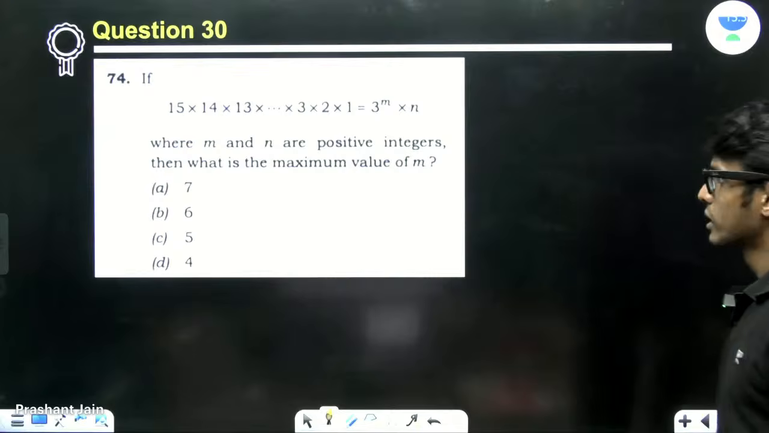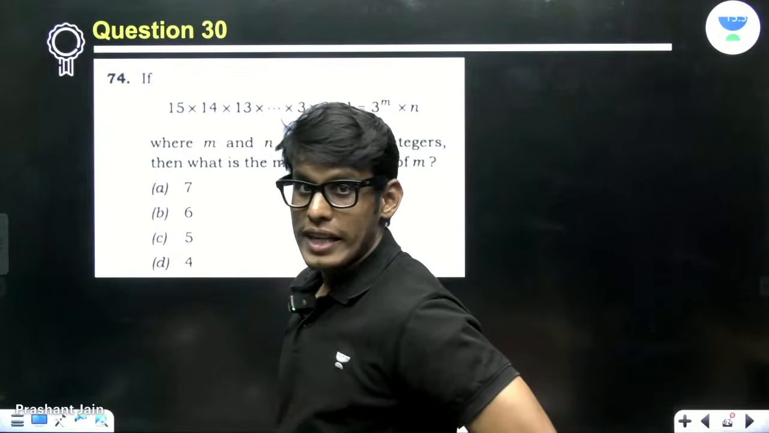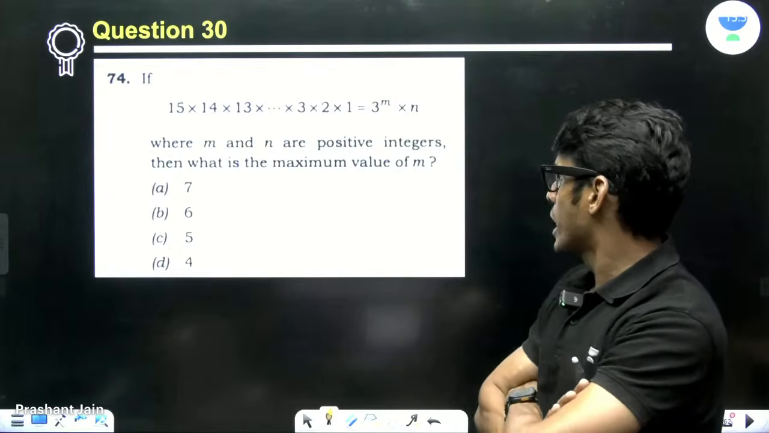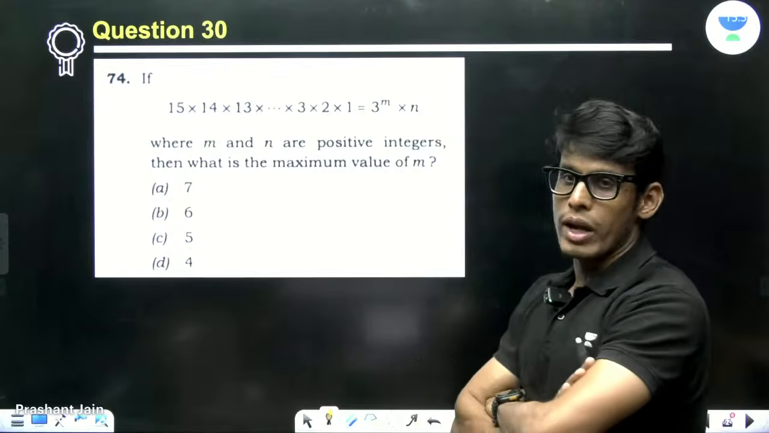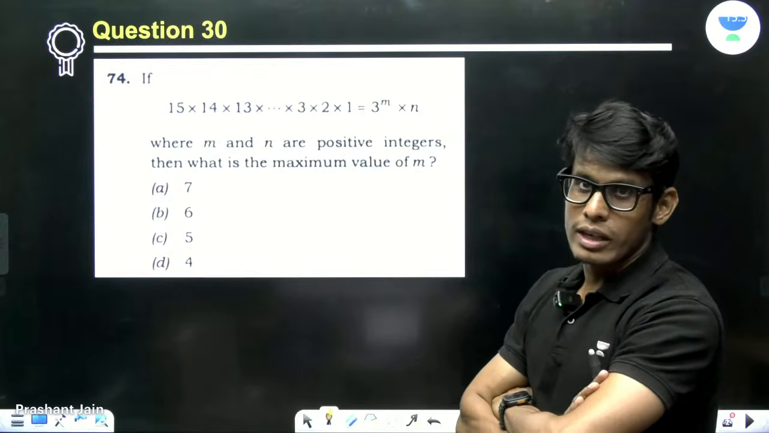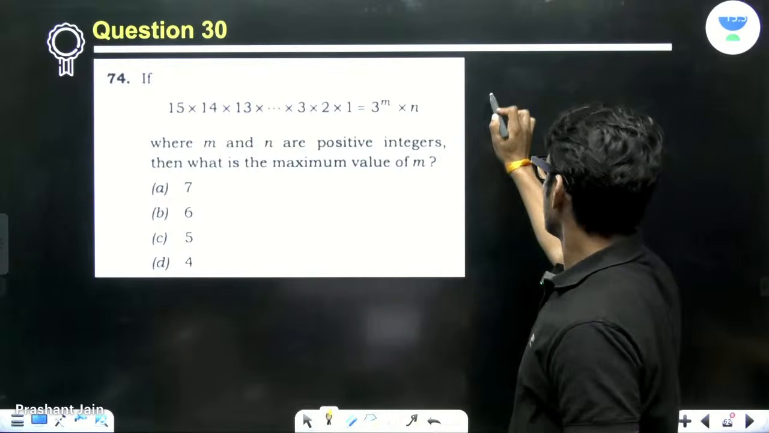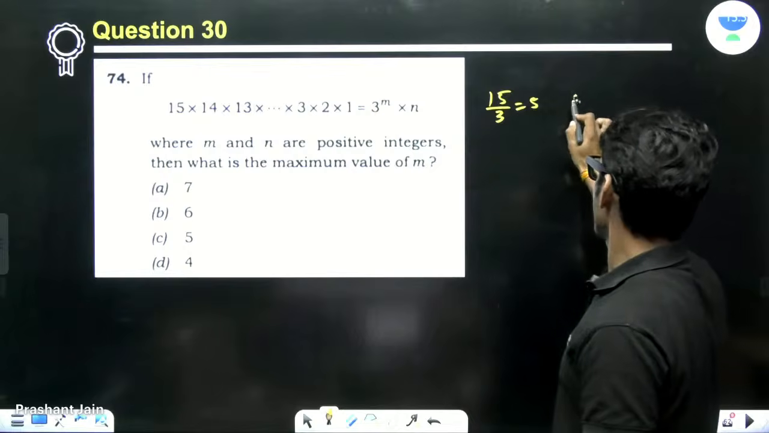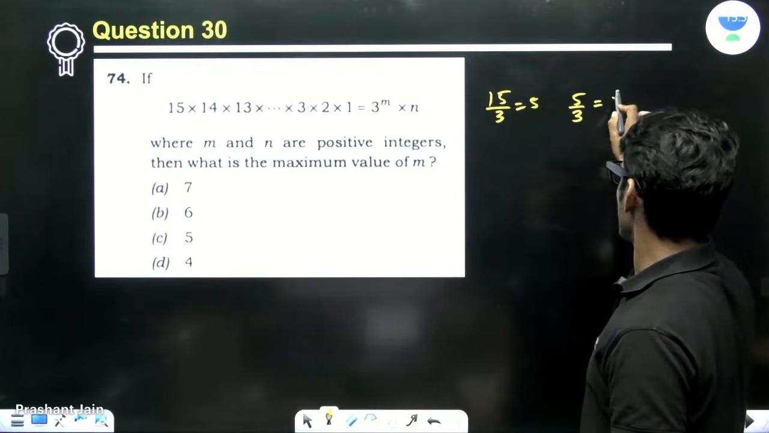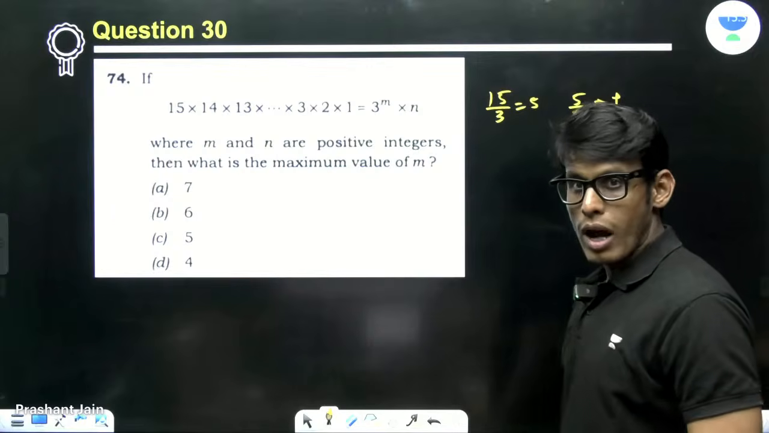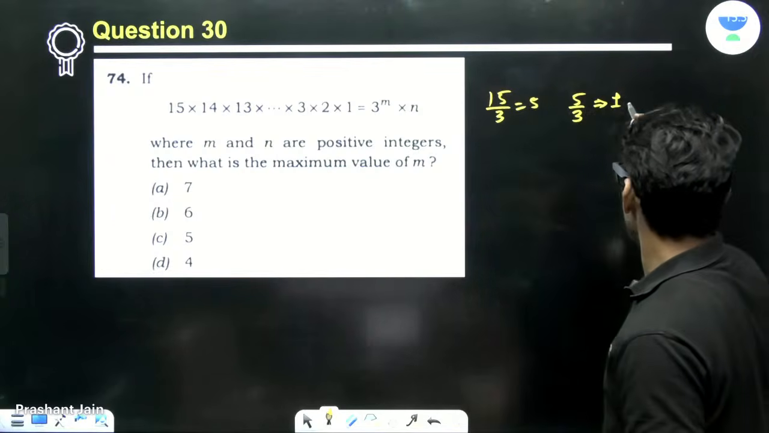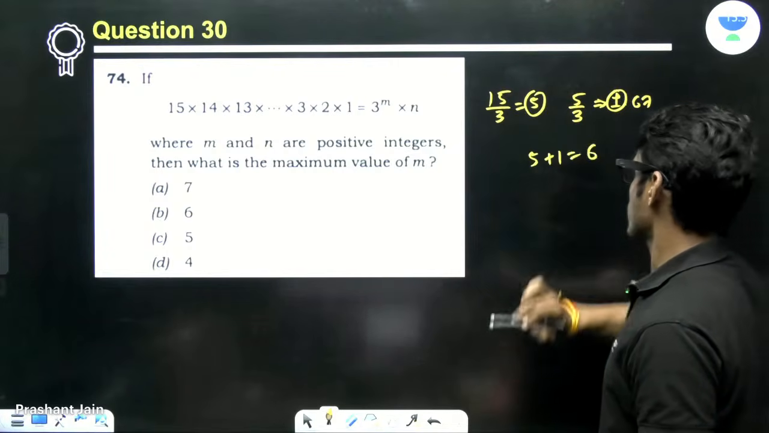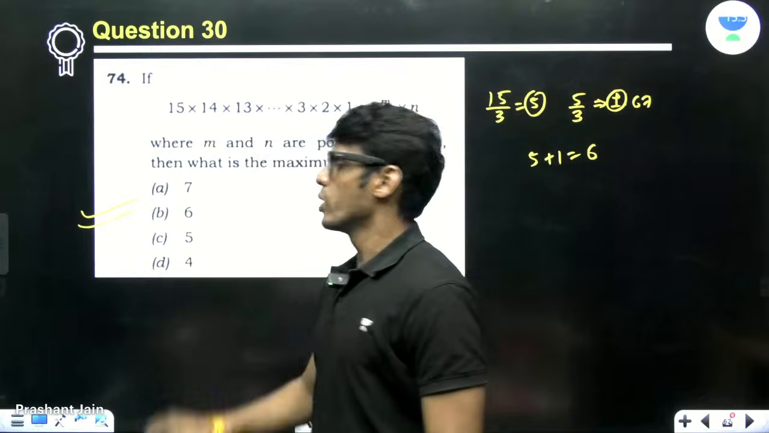Okay. Now see, if 15 times 14 times 13 times and so on is 3 to the power m into n, where m and n are positive integers, what is the maximum value of m? I'm going to give you a very nice formula for this. Just divide 15 by 3, you will get 5. Then take 5, again divide by 3, you will get 1.67. You have to take the integer, simply take the integer. Add these two. This will be your answer.